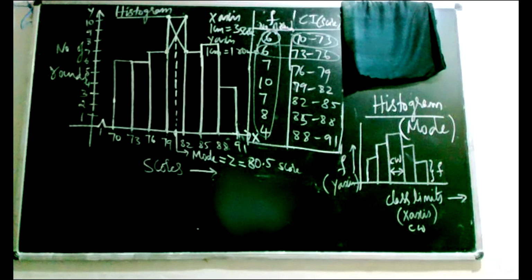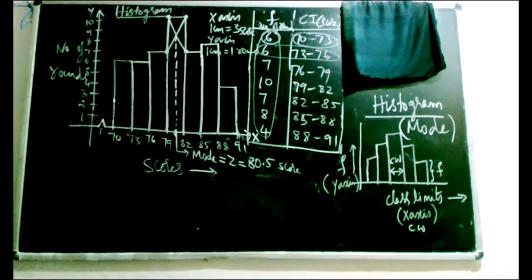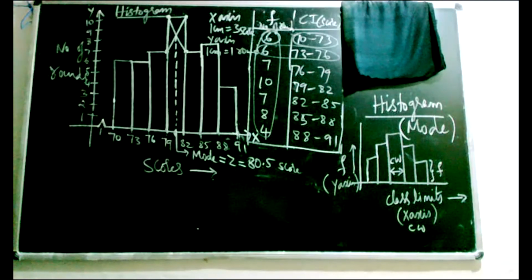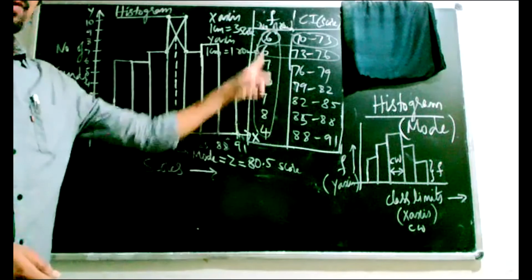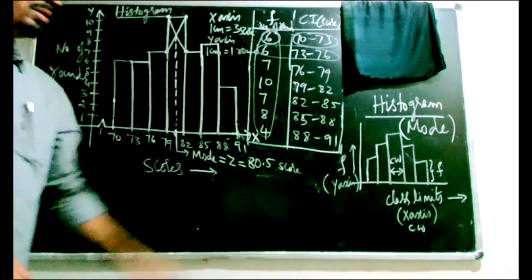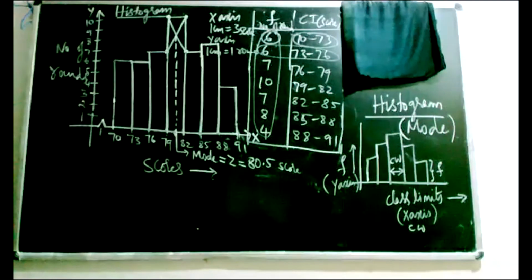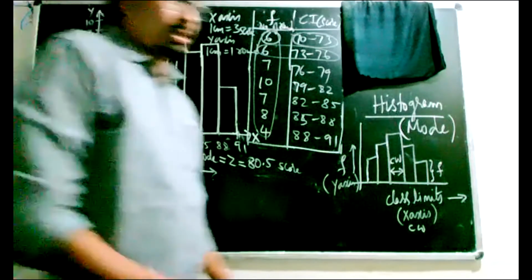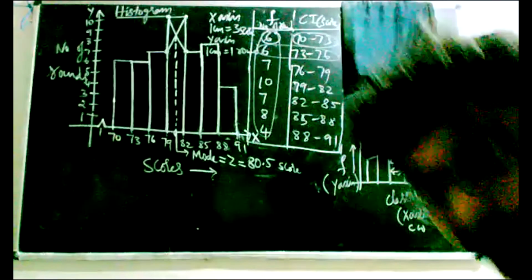What is this modal score? It is the most repeated score. So I could say that this golfer has a score of about 80 repeated the maximum number of times. He has taken 48 shots over 48 rounds, and in those 48 rounds the score of 80 has repeated the most, 80.5 roughly speaking. So this is about mode.